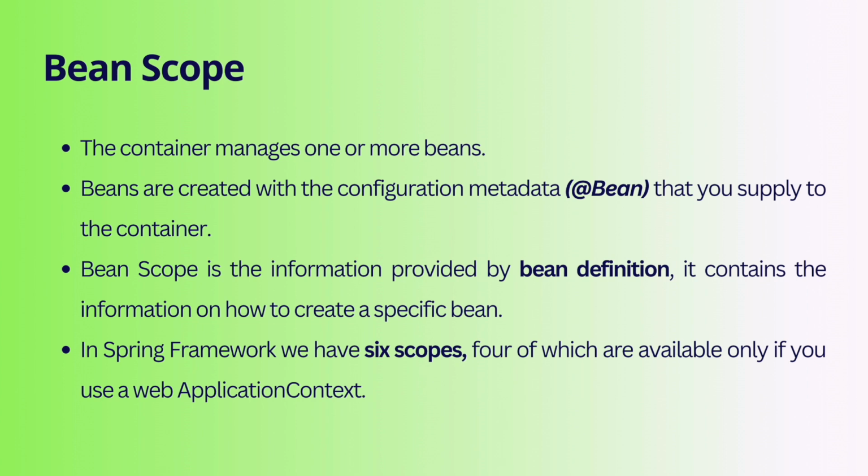Now, one of the properties in @bean annotation is bean scope. Bean scope is the information provided by bean definition. Okay, we'll cover what bean definition is in another video. It is a little lengthier topic. There are many properties over there, but just consider that it is one of the features of bean, what all bean can do or what all information bean can provide. It contains the information on how to create a specific bean. That's it. Very simple.